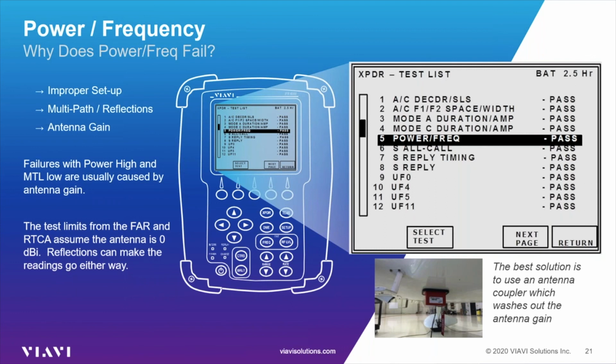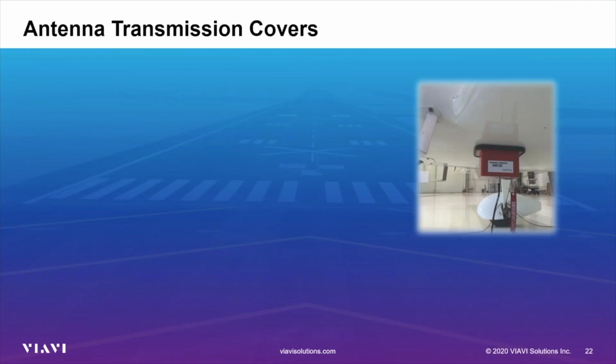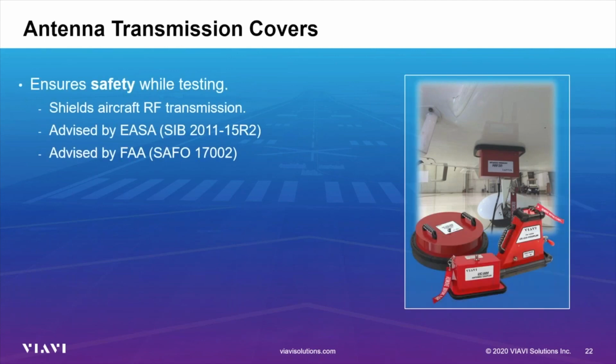Now, the best solution to avoid this type of issue is to use an antenna coupler, which washes out the antenna gain and takes care of any reflection or multipath issues which you may be seeing. So the use of antenna couplers ensures safety whilst you're testing, because it shields that RF transmission from the aircraft, and it ensures that it's just that signal which is going into your test set, and that the signals going from the test set are the only ones which are going into your aircraft.